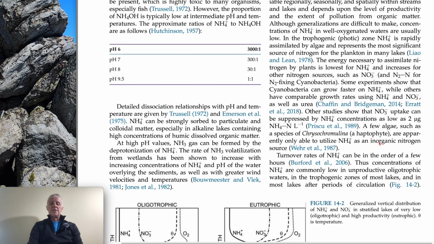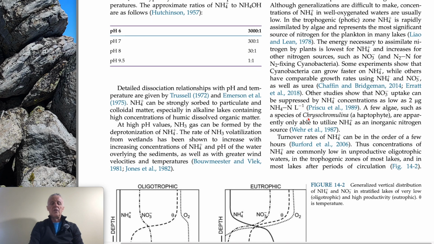A few algae, such as a species of Chrysochromulina, a haptophyte, are apparently only able to utilize ammonium as an inorganic nitrogen source. A haptophyte is a clade of algae, and an example is a coccolithophore. Turnover rates of ammonium can be on the order of a few hours. Thus, concentrations of ammonium are commonly low in unproductive oligotrophic waters, in the trophogenic zones of most lakes, and in most lakes after periods of circulation.